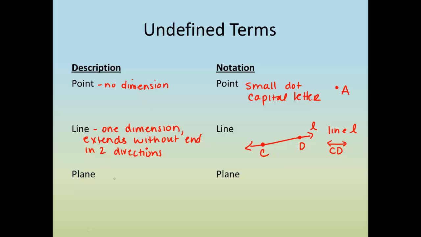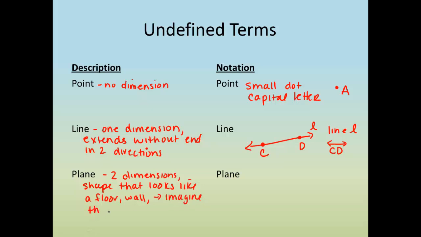A plane. A plane has 2 dimensions, and it's usually drawn with a shape that looks like a floor or a wall. Okay, so that's how it's drawn. And you actually have to imagine that it extends without end in all directions.